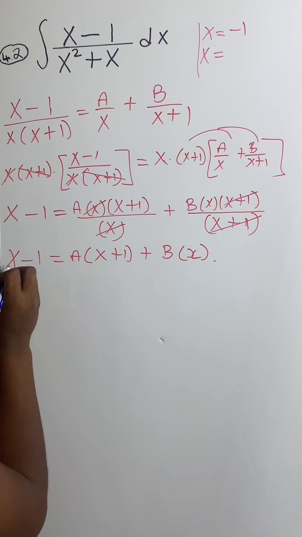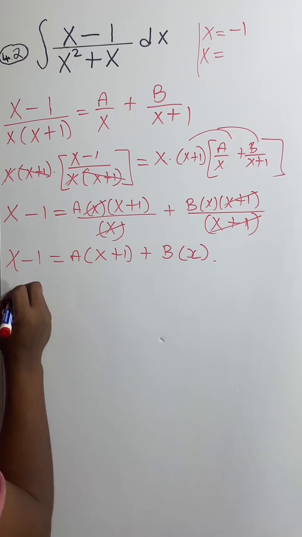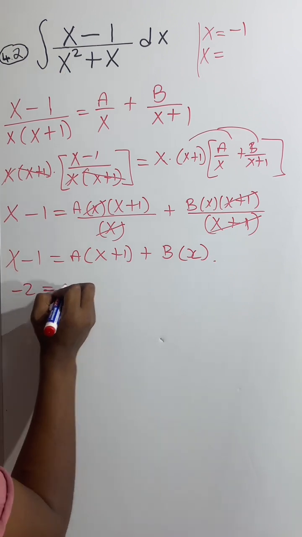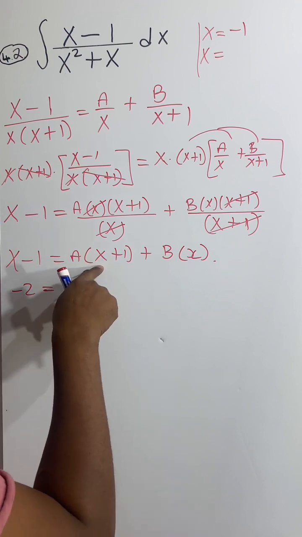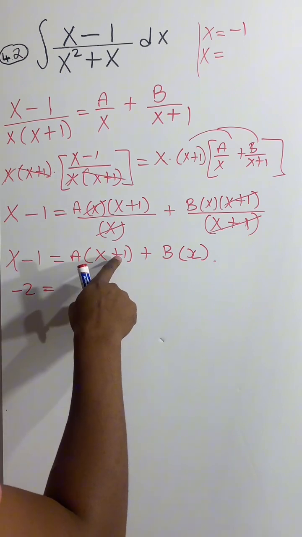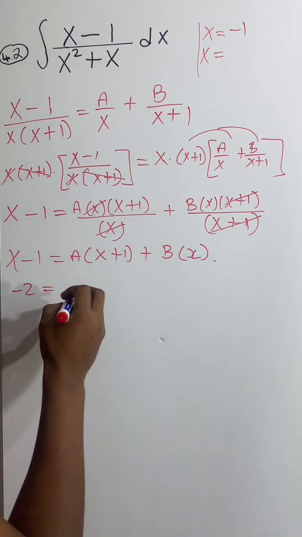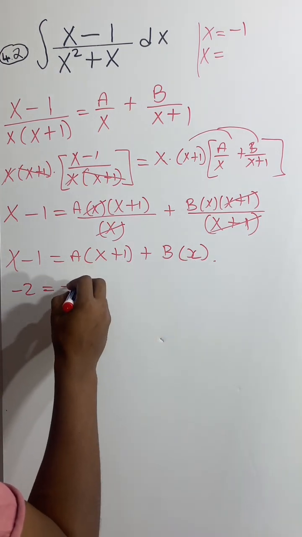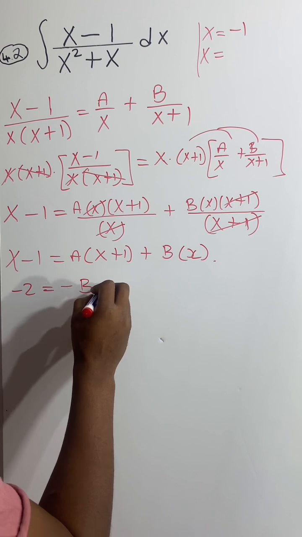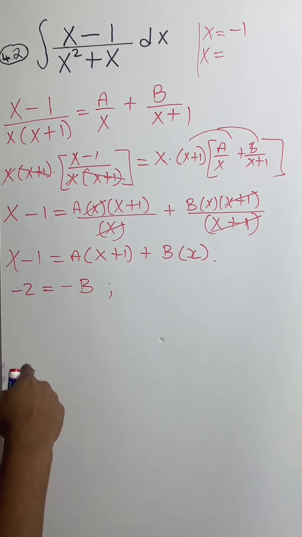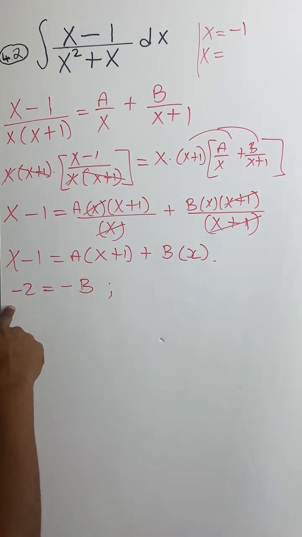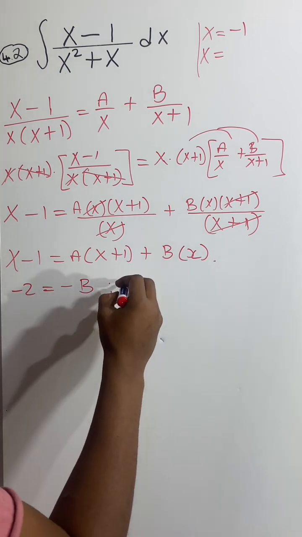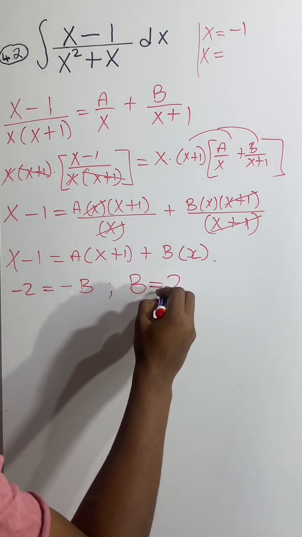-1 minus 1 is equal to -2, and like we said, -1 plus 1 will be 0, and 0 multiplied by a will be 0. So we substitute -1. -1 multiplied by b is equal to -b. So we divide both sides by -1, or we multiply both sides by -1, and b will be equal to 2.